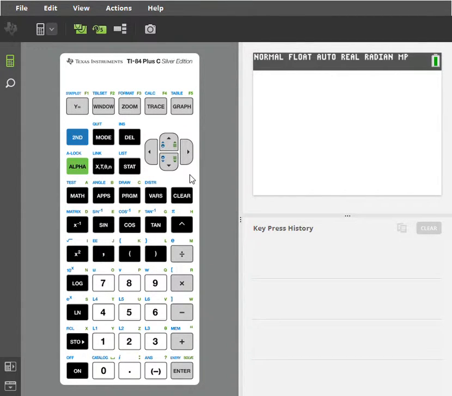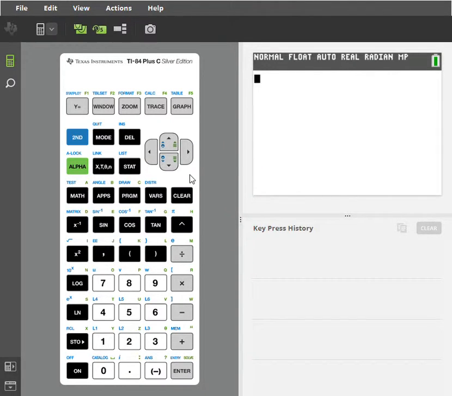Alrighty, so we are going to go ahead and use our TI graphing calculator in order to calculate the probability that a randomly selected man in the US in 2004 weighed more than 140 pounds. Now remember that for this problem we have a normal distribution. The weights of men in the US in 2004 were normally distributed with a mean of 172 pounds and a standard deviation of 29 pounds.